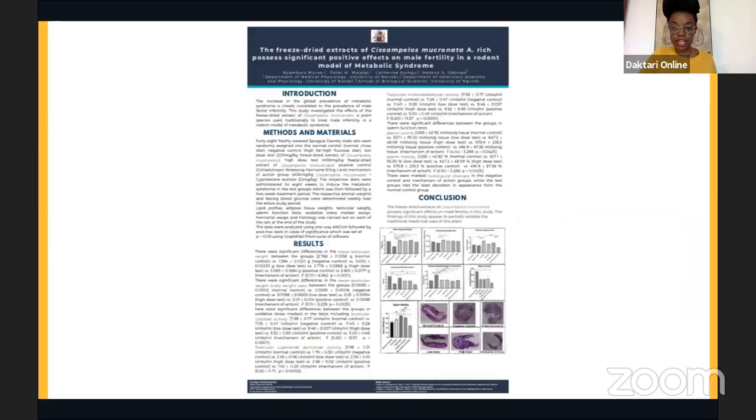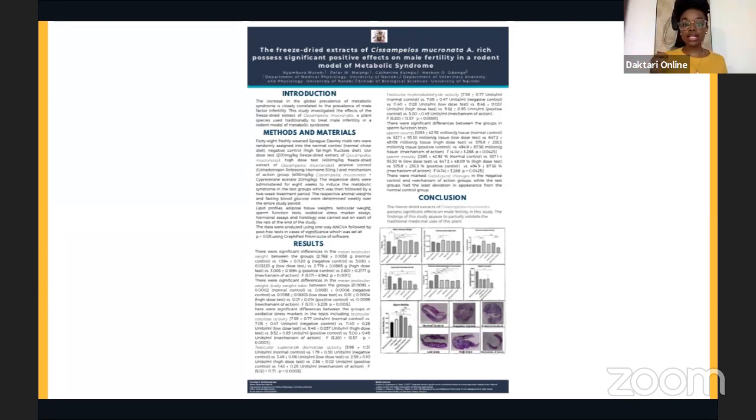So I studied the effect of a certain plant on male fertility in a rodent model of metabolic syndrome. It was a very, very intense year, and I had to learn animal models. So I had rats, and I took care of those rats, and basically I was trying to get them fat with a high sugar, high fat diet. And then I was going to see what the effect of them being fat is on their fertility.